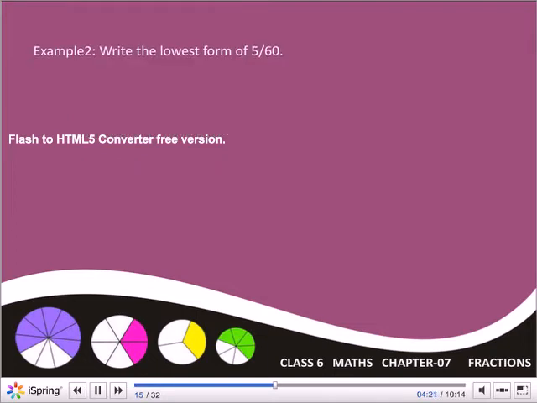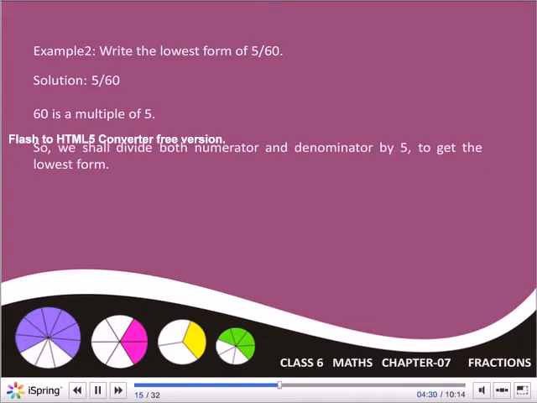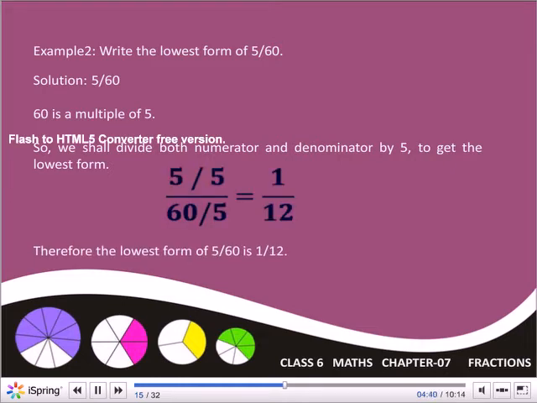Example 2. Write the lowest form of 5/60. Solution. 5/60. 60 is a multiple of 5. So we shall divide both numerator and denominator by 5 to get the lowest form. 5/5 is equal to 1 and 60/5 is equal to 12. Therefore, the lowest form of 5/60 is 1/12.